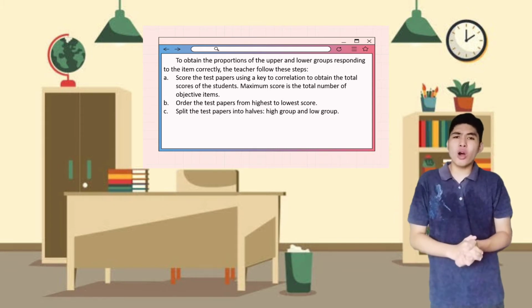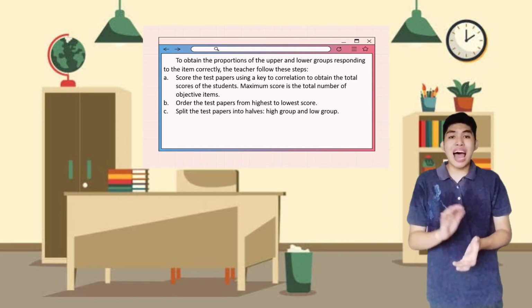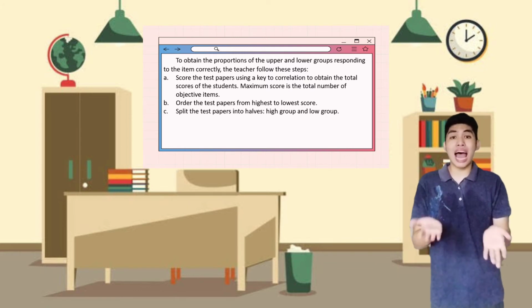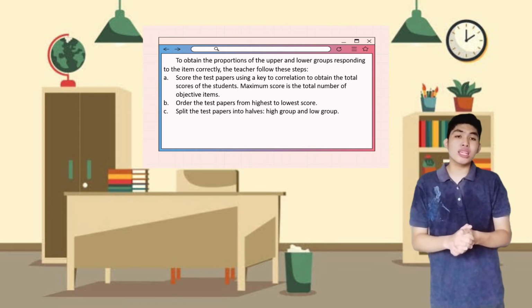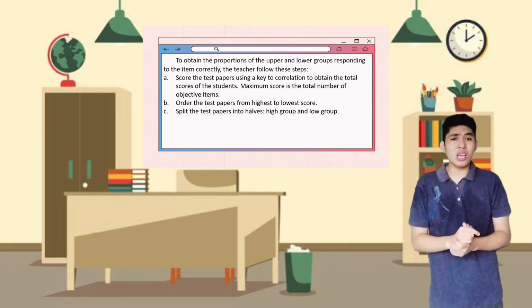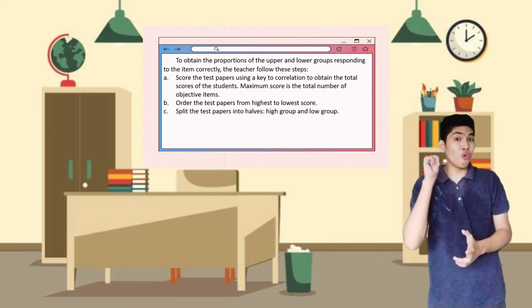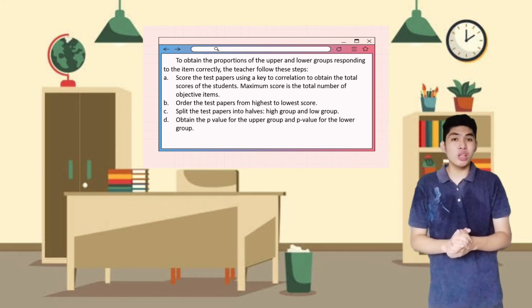For a class of 50 or fewer students, do a 50-50 split. Take the upper half as the high group and the lower half as the low group. For a big group of 100 or so, take the upper 25 to 27% and the lower 25 to 27%. Also, remember to maintain equal numbers of test papers for the upper and lower groups. Fourth, obtain the p-value for the upper group and the p-value for the lower group.